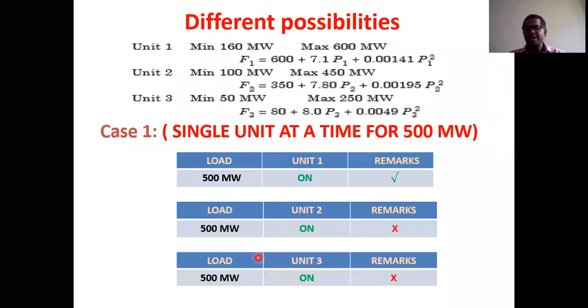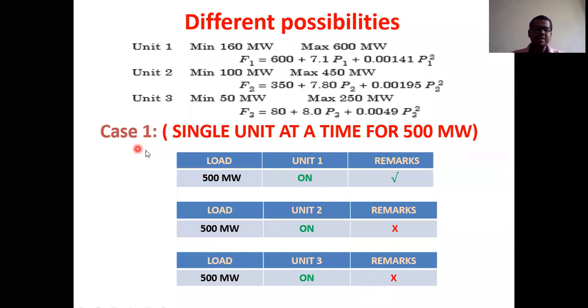Similarly, the last one is unit 3. When you turn on unit 3, is it possible or not? In this case also it is not possible. The reason is that when you consider unit 3, the maximum generation is only 250 megawatts, but the load is 500 megawatts. So in this case also it is not at all possible.